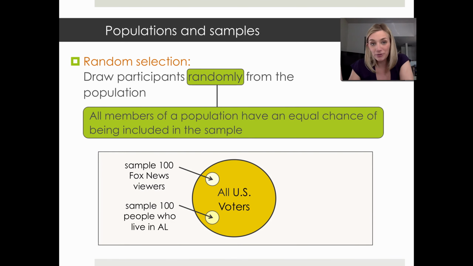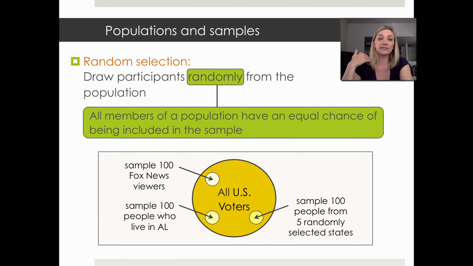This might be a little better, but not by much. A sample of 100 people who live in Alabama. Again, Alabama, Bible Belt state, deep south, they tend to be really conservative in their views as well. And so what we find to be true of them may not be true of people in the U.S. in general. This is a further improvement, a sample of 100 people from 5 randomly selected states.